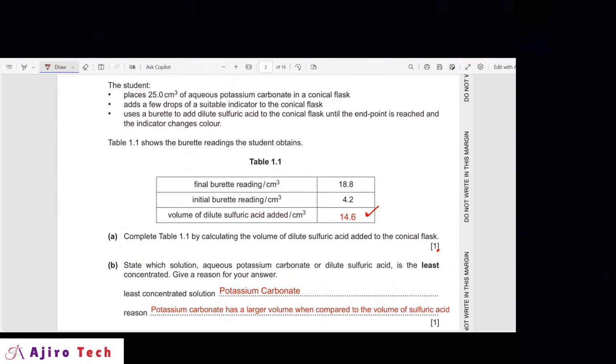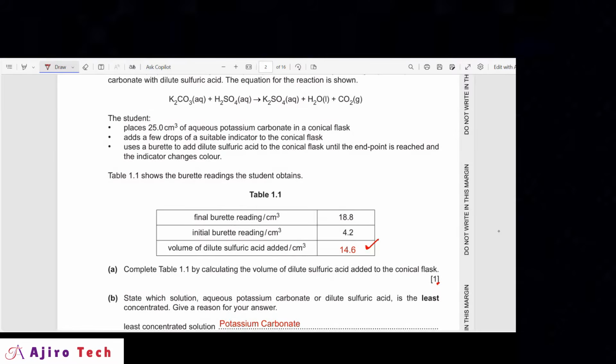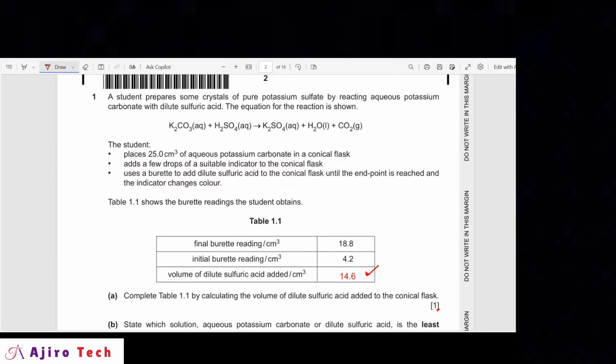All right. The next question says state which solution, either the aqueous potassium carbonate or dilute sulfuric acid, is the least concentrated. Now, if you look at the description of the question, this is the volume of potassium carbonate you're expected to use, which is 25 centimeter cube. And by the time you're done with your titration, this is the volume of acid you need to titrate 25 centimeter cube. So you'd see obviously that 25 centimeter cube is a larger volume compared to 14.6 centimeter cube of sulfuric acid.